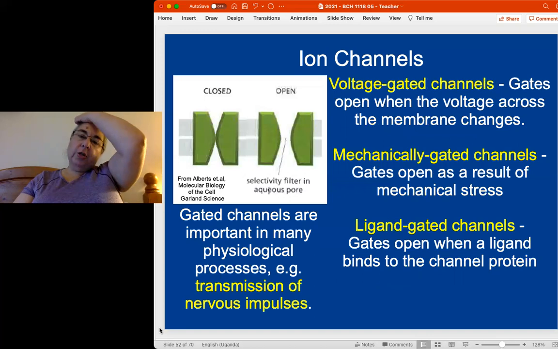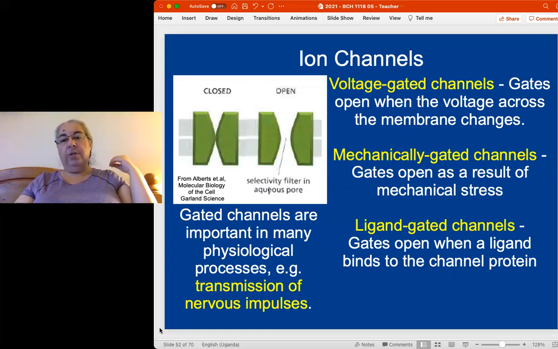So what sort of signal can make these gated channels open and close? Well, a very important signal is our voltage gated channels. These channels open when the voltage across the membrane changes. And this is very important in the transmission of nerve impulses.